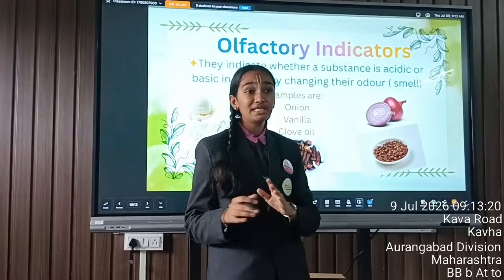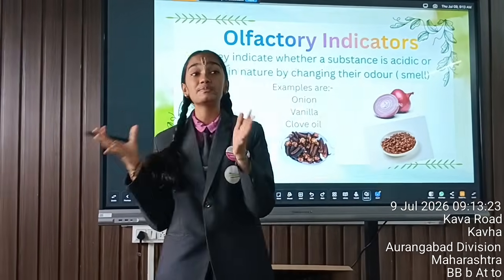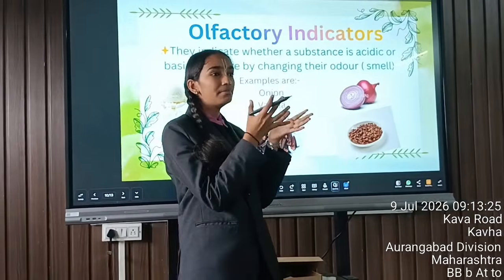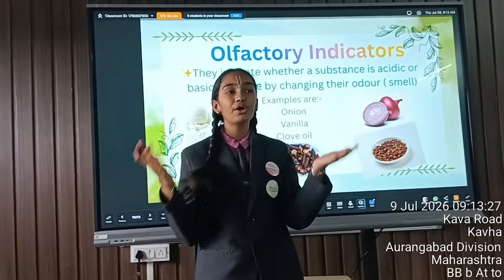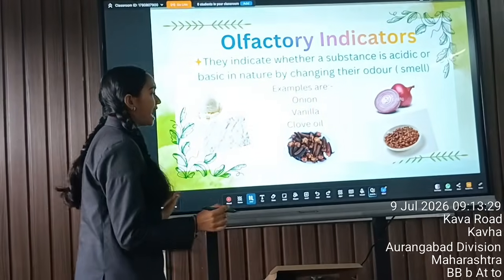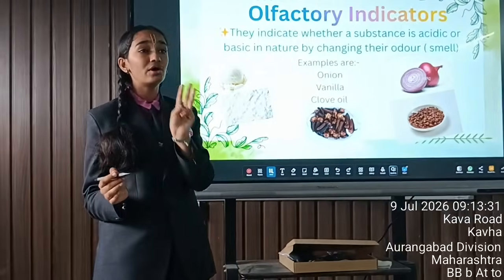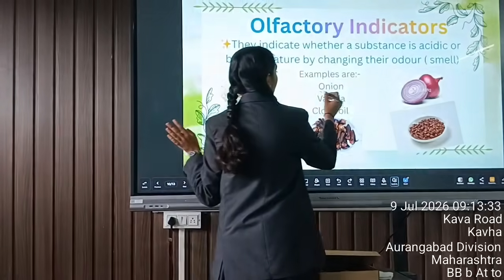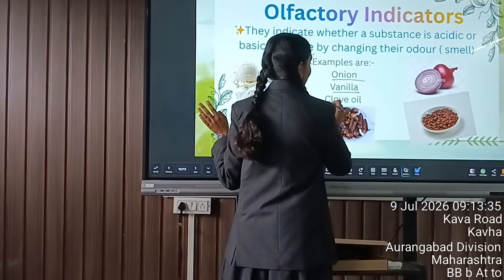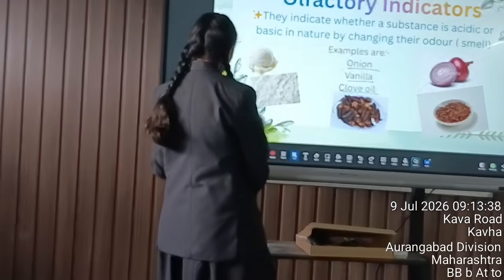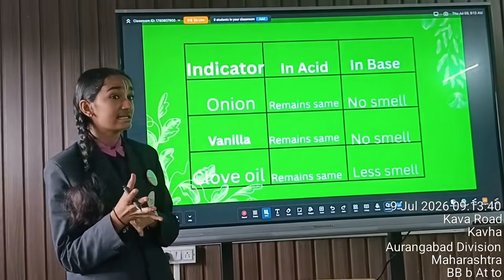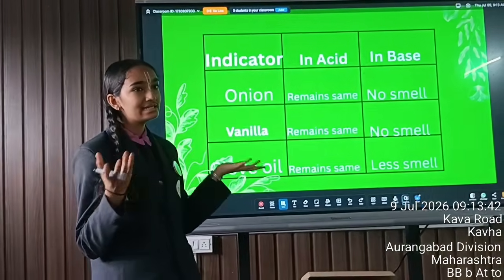Moving towards our next point, that is olfactory indicators. Olfactory indicators are indicators that change their smell when they come in contact with an acidic or basic solution. Commonly in our life, we see three main olfactory indicators, that are onion, vanilla, and clove oil. So let us study in detail what exactly happens with these indicators.